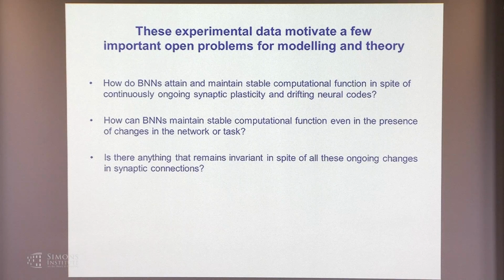So coming to a few open questions. I think this is, for me, one of the most pressing problems, particularly for theory, also from computer science. How can BNNs attain and maintain stable computational function if everything is changing, also on slower time scales? Neural codes are drifting, probably synaptic connections are drifting, synaptic weights are drifting, even if there is no overt learning.